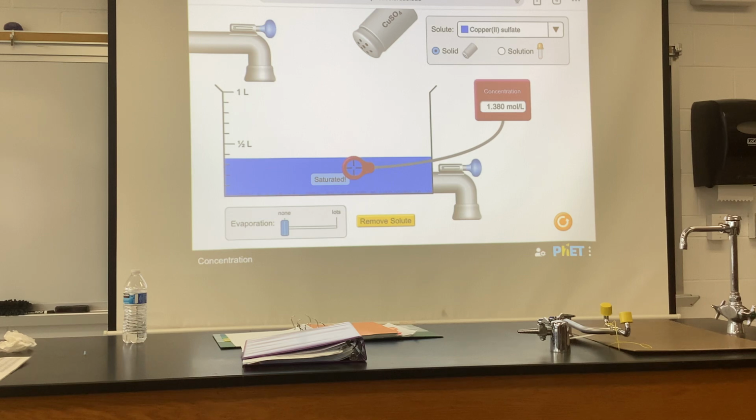So that's the point of part 3, is that once you have a certain concentration of a solution, no matter how much you try to get rid of the solution itself, the concentration will remain constant. On the bottom side, there's a little knob here that I can set from none to lots of evaporation. Now, if you don't put a lid over this beaker, what do you think is going to happen in a few hours or so? It's going to start evaporating.